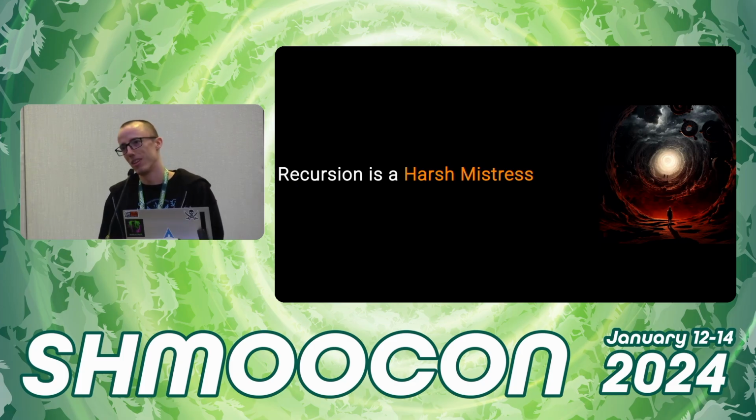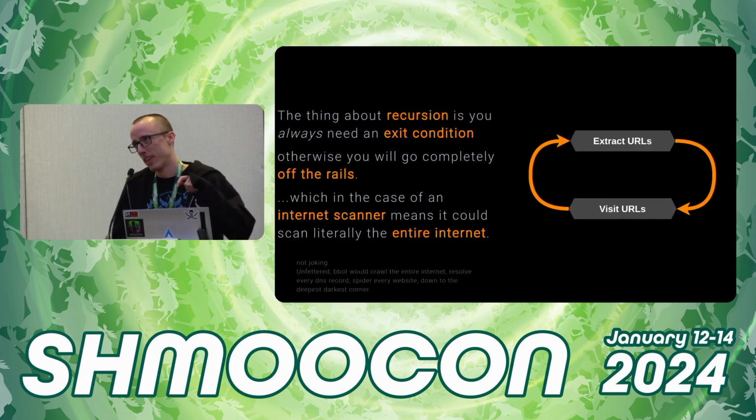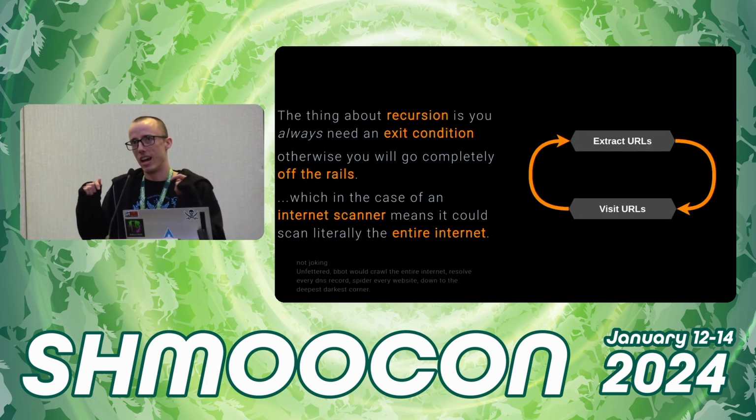Okay, so starting to learn lessons here. The main lesson being that recursion is a harsh mistress, okay? The thing about recursion is that you always need an exit condition. Otherwise, it will just run forever. Yeah, it'll go completely off the rails. So in the case of an internet scanner, that means that it could basically scan the entire internet if you're not careful. I'm not joking about that. Basically, if you took off the restrictions on BBOT, it would crawl the entire internet. It would literally resolve every DNS record. It would spider every website, down to the deepest, darkest corner.